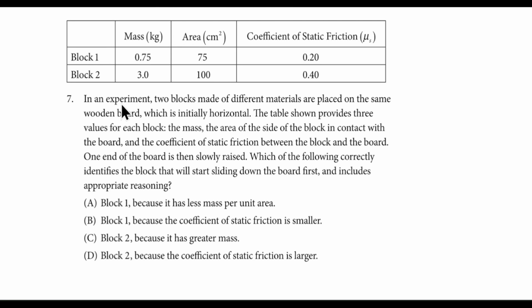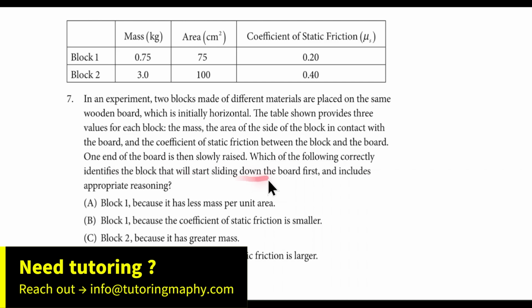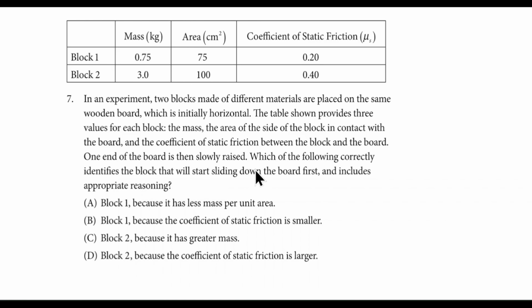In an experiment, two blocks made of different materials are placed on the same wooden board, which is initially horizontal. The table shown provides three values for each block: mass, area, and coefficient of static friction. One end of the board is then slowly raised. Which of the following correctly identifies the block that will start sliding down first and includes an appropriate reasoning?